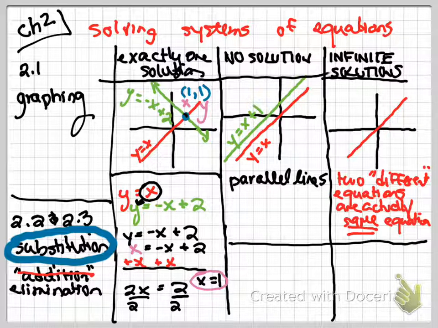So then, algebraically, I would go back and take this x equals 1, and plug it into either of these equations. So I'll put it in here. Then I find out that if y equals x and x equals 1, then y is also equal to 1.